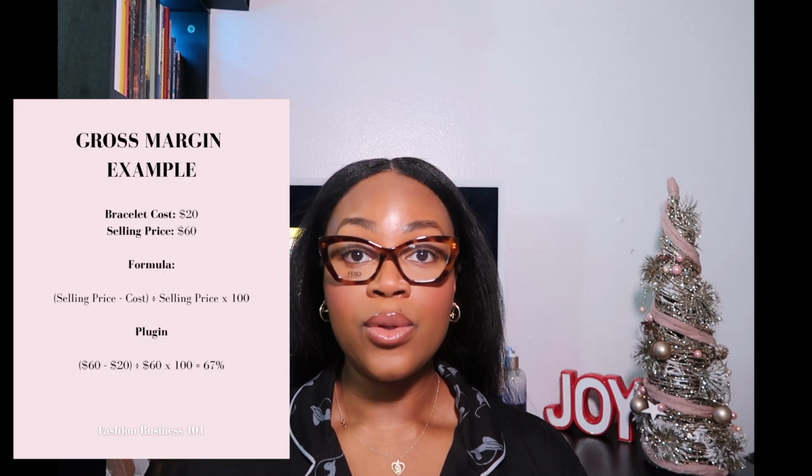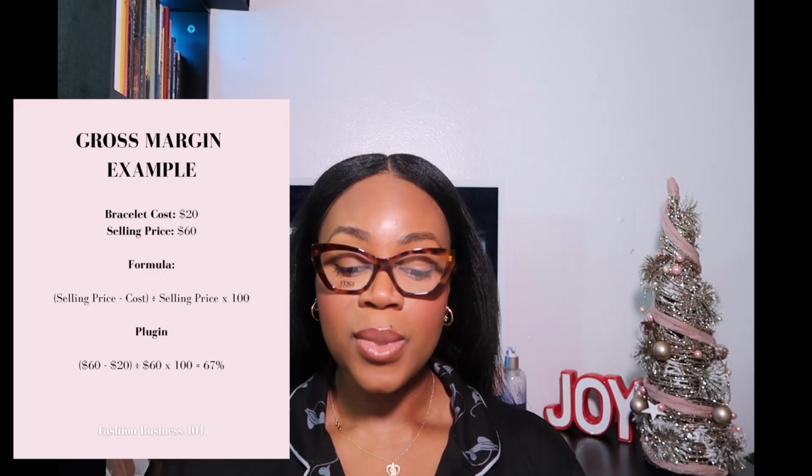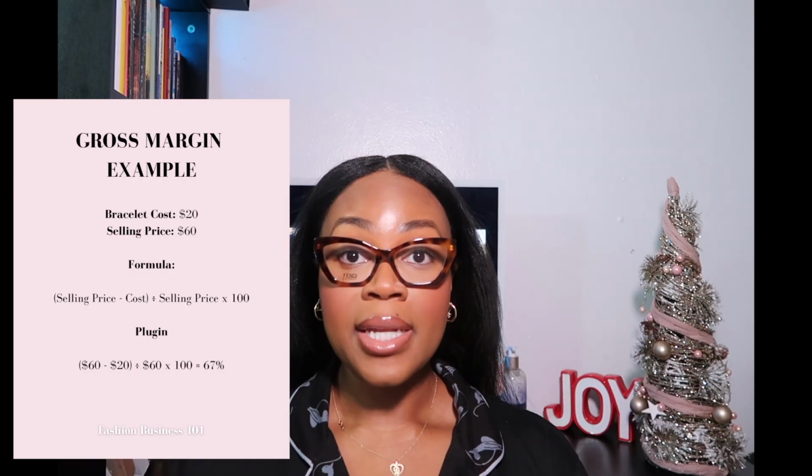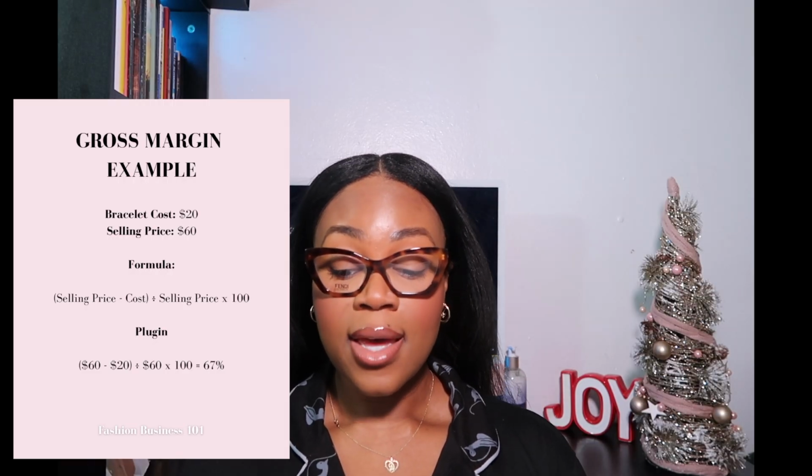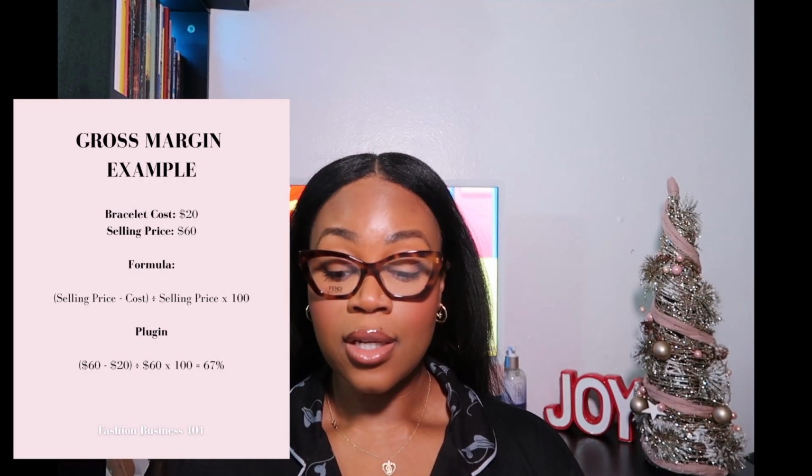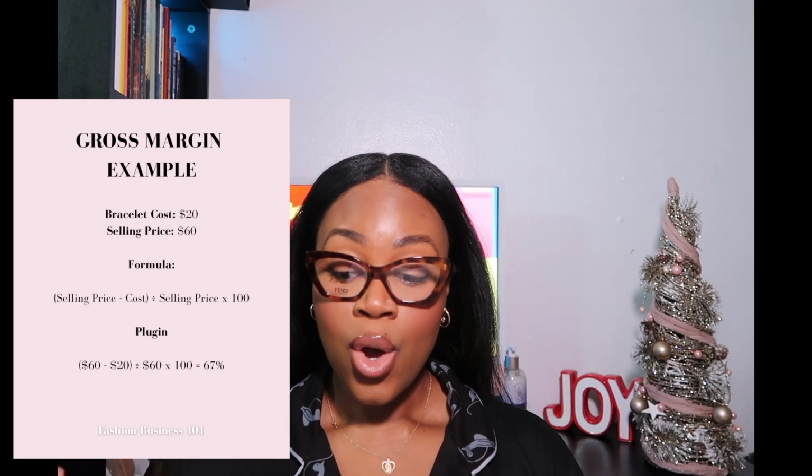That means that it leaves room for you to take care of expenses like packaging, marketing, shipping, and other fees that are related to having a business. And that's basically what you want. You want to be able to at least cover the price of the product. And when you look at the formula, you'll see that it is $60 minus $20, and then you divide that by $60 and multiply it by 100.